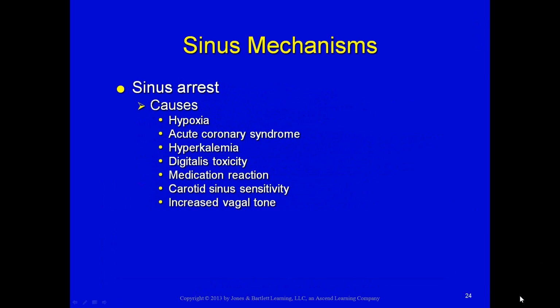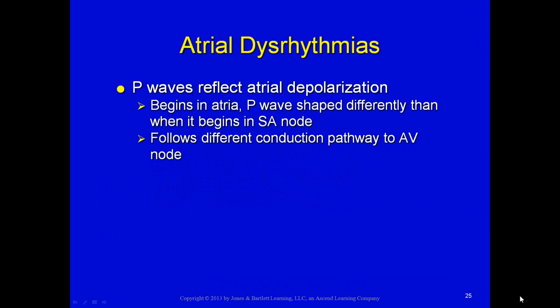Causes of sinus arrest: hypoxia, acute coronary syndromes like angina, unstable angina, NSTEMI and STEMI, hyperkalemia, digitoxicity, medication reactions, again, increased vagal tone or carotid sinus activity. Now, P waves reflect the atrial depolarization, and we know that when we see a P wave on the strip that is upright in lead 2, the atrium have depolarized.